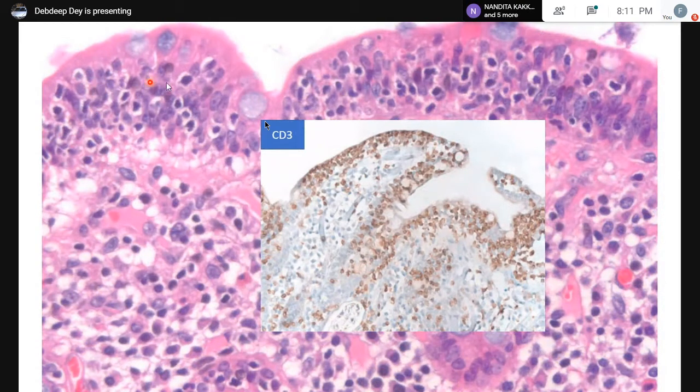So you can see here there is crypt hyperplasia, there is increased intraepithelial lymphocytes, very nicely picked up by the CD3 stain. But in addition to the intraepithelial T lymphocyte, there will be villus atrophy, as you can see here. And there will be crypt hyperplasia, and there will be a lot of inflammatory infiltrate. There's lymphocytes, plasma cells here. So villus atrophy, crypt hyperplasia, chronic inflammation, and intraepithelial lymphocyte. All these four will be present in the celiac disease, which happens in the adjacent areas of this enteropathy type T-cell lymphoma.